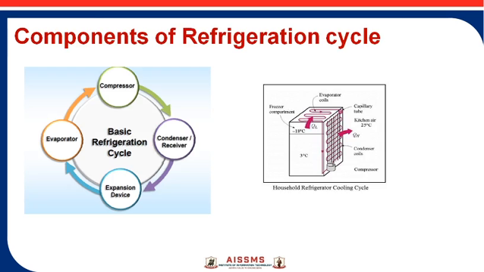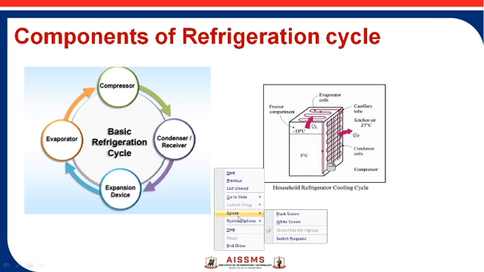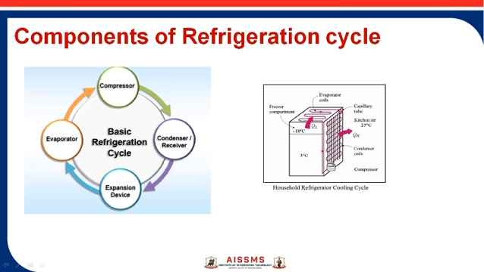Now we have completed the basic terms of the refrigerator. Now we should know on which refrigeration cycle and on which components a refrigerator works. The basic components of the refrigerator are the compressor, condenser, expansion valve and evaporator. If you see this diagram, you will find the household refrigerator.